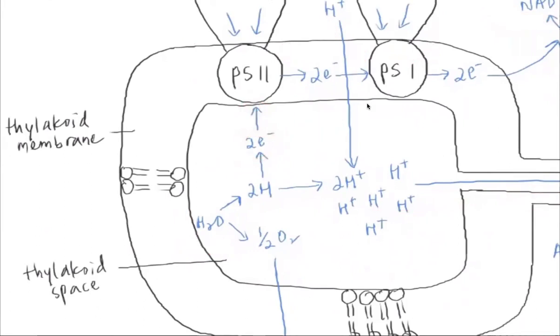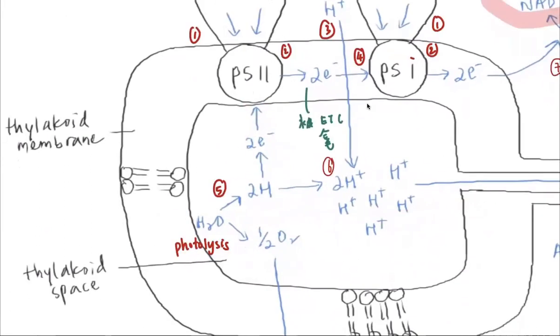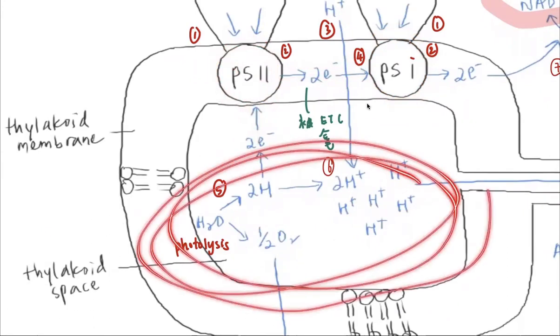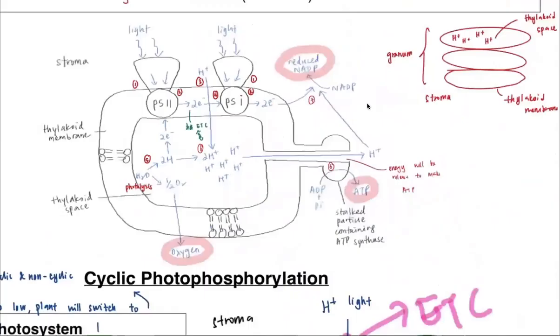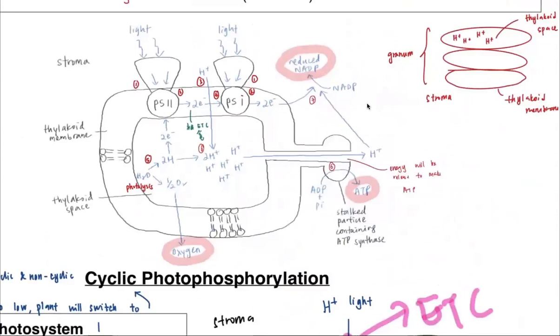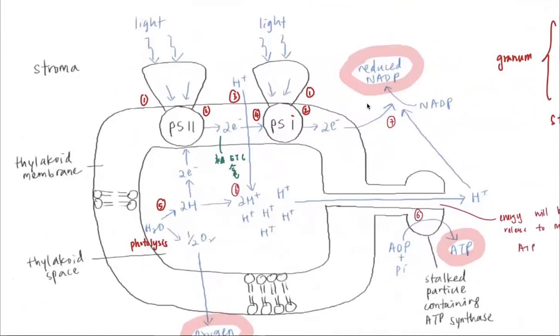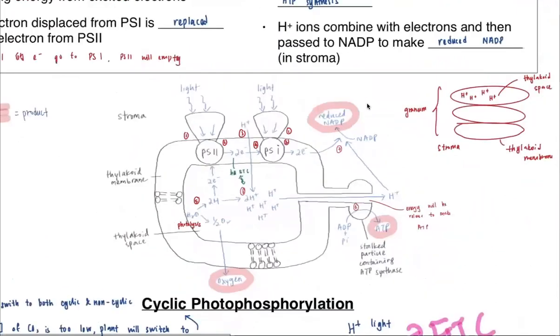So if you look here, the electron lost from PS1 due to excitation will be replaced by electron lost from PS2. And the electron lost from PS2 will be replaced by electron coming from photolysis of water. This whole process we call non-cyclic photophosphorylation. Later, you will see why this is called non-cyclic, because in the case of cyclic, it will be slightly different.